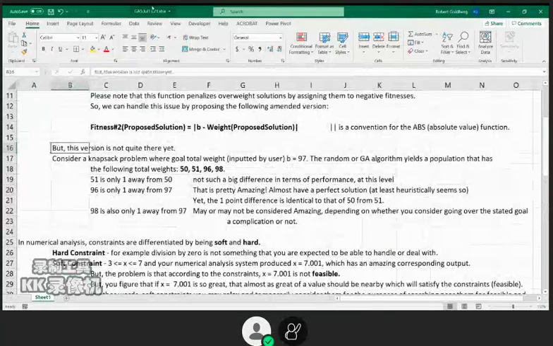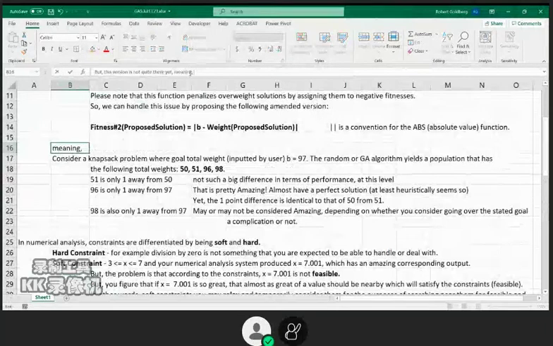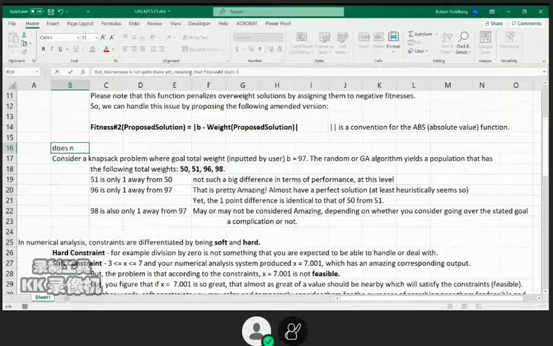What do I mean by this version is not quite there yet? The point is that fitness number 2 does not satisfy all of our concerns, all of our practical concerns, all of our intuitive concerns yet, as will now be explained.